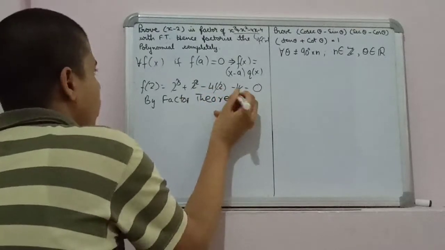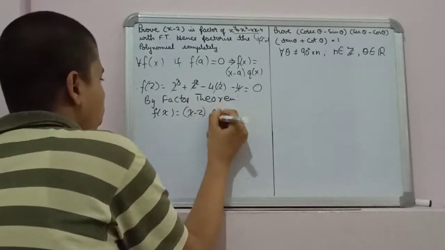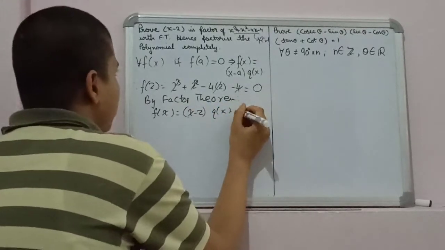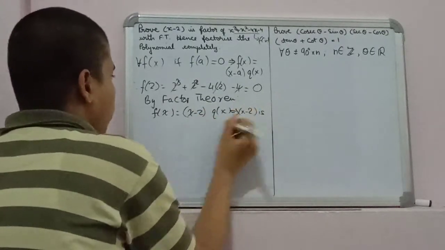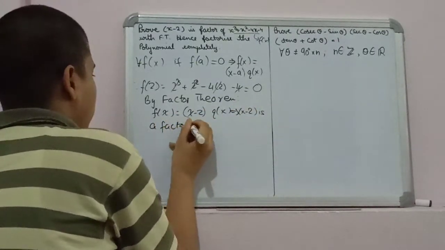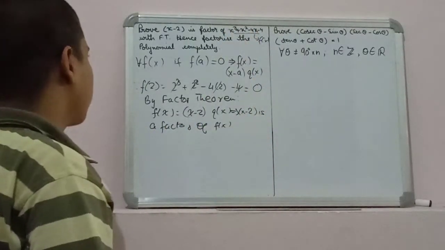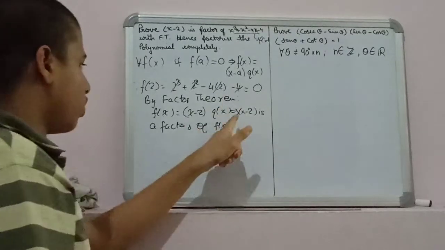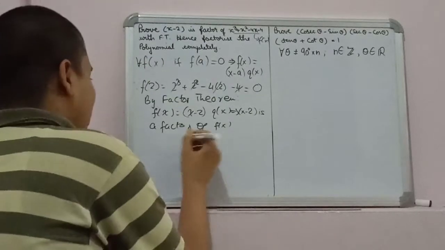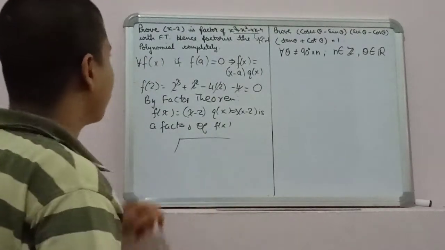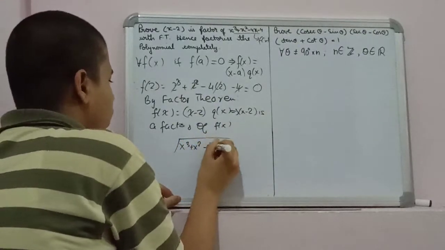I know that f of x can be written as x minus 2 times some polynomial p of x, which means x minus 2 is a factor of x cubed plus x squared minus 4x minus 4. Okay, now we have to factorize this polynomial completely. How can we? Okay, a bit of confusion.